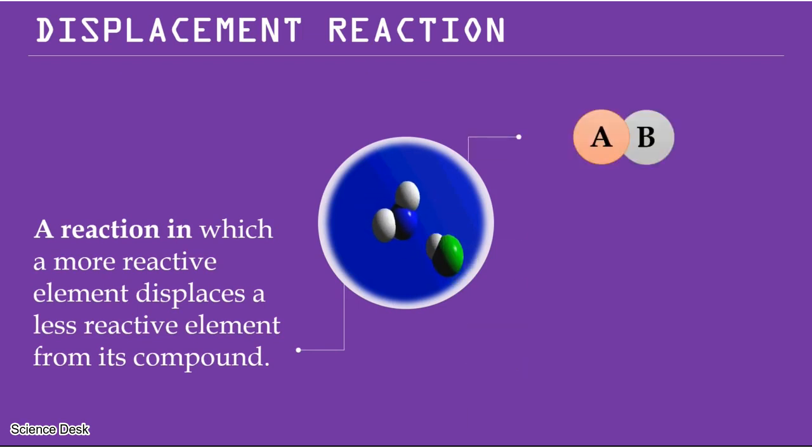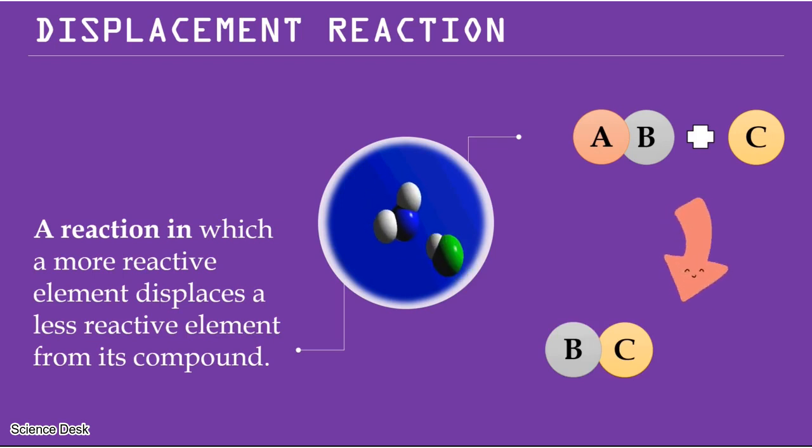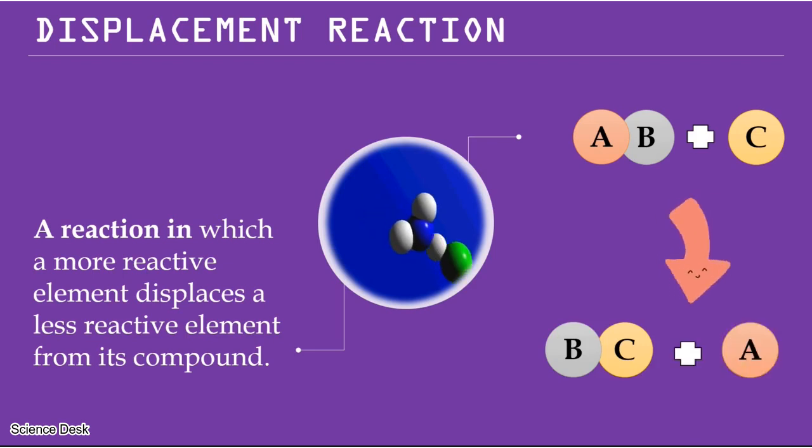You can see the compound AB reacting with an element C. Now we can see C element, which is more reactive, will try to form a bond with B and A will be removed and displaced. The process by which the highly reactive element is trying to replace the less reactive element to form a new compound, you call it as a displacement reaction.